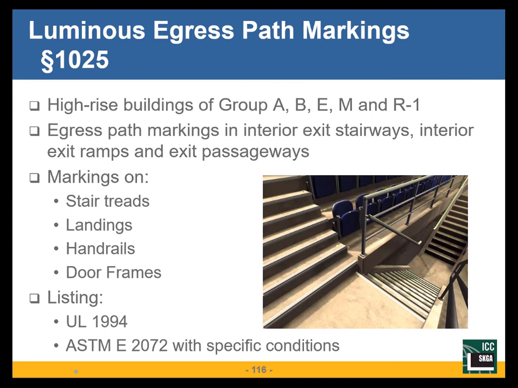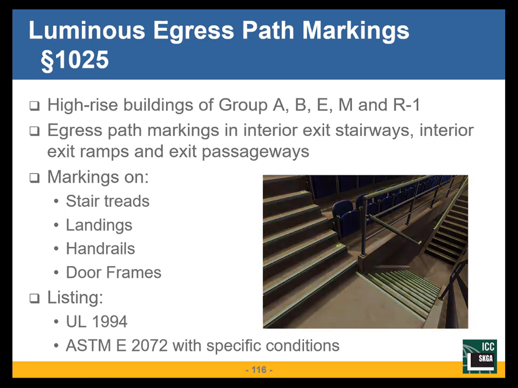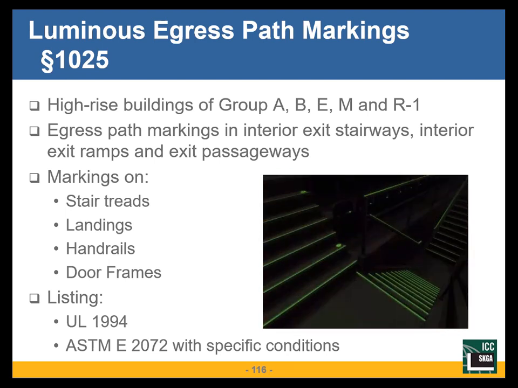Exit path markings in a building. Egress pathway in my stairway, in my high rise, for A, B, E, M, and R1 occupancies only. Mark the stair tread. So in my stairway, I've got normal lighting, I've got my egress illumination, and then when that fails, I have luminous markings that basically absorb the light and then glow. They will still provide the ability to exit the facility.